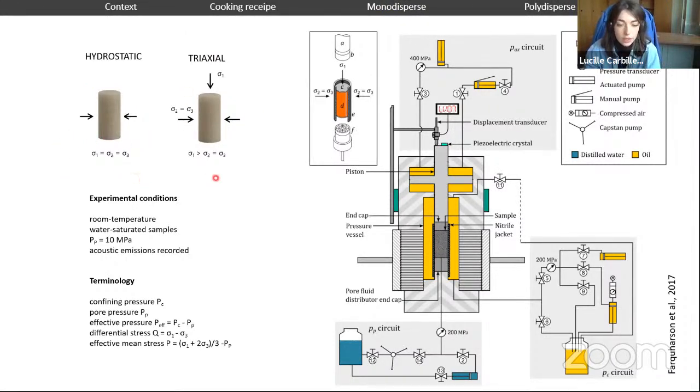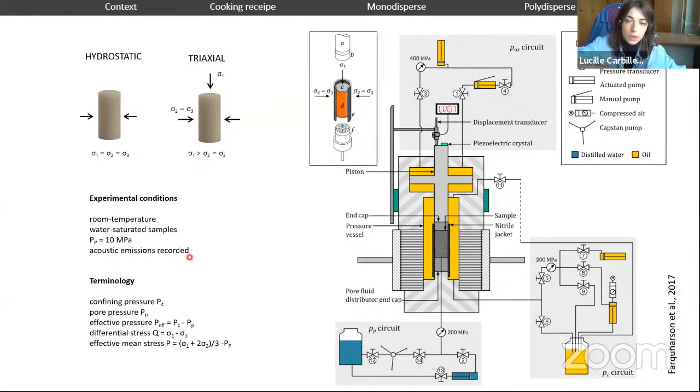During triaxial tests, we place the sample under hydrostatic conditions. So we increase the confining pressure and the pore pressure to targeted values, and then they stay constant as we increase the axial pressure by lowering the piston on top of the sample. So this time the stress around the sample is such that sigma-1 is higher than sigma-2 equals sigma-3. All our experiments were conducted at room temperature on water-saturated samples under drained conditions. And we also recorded the acoustic emissions during the experiment.